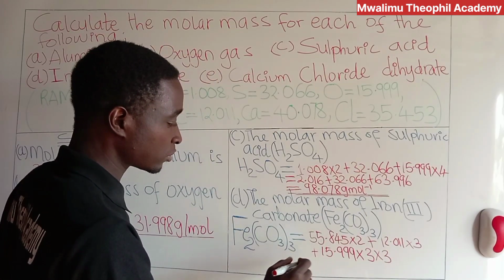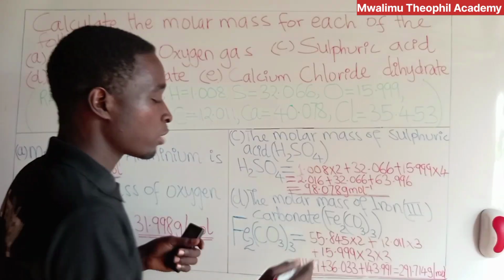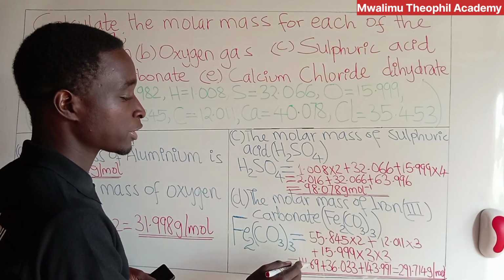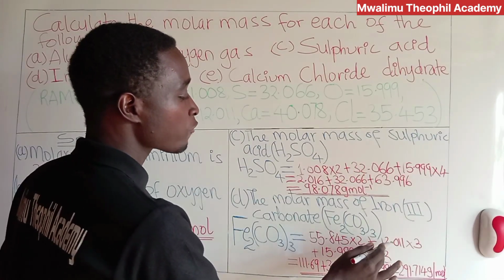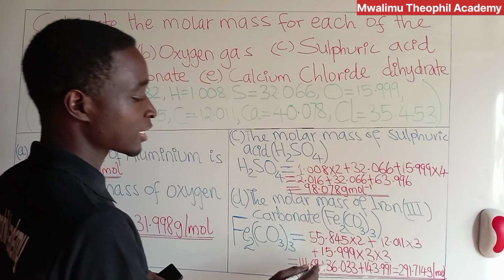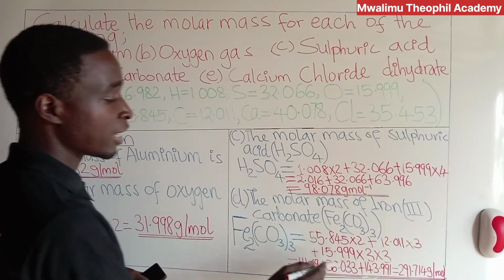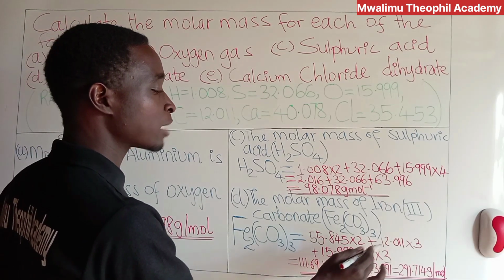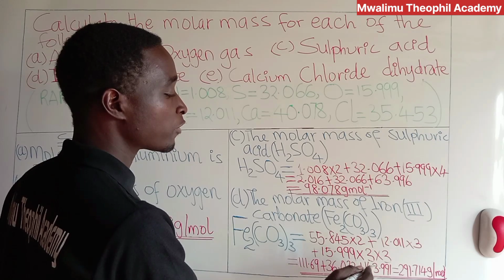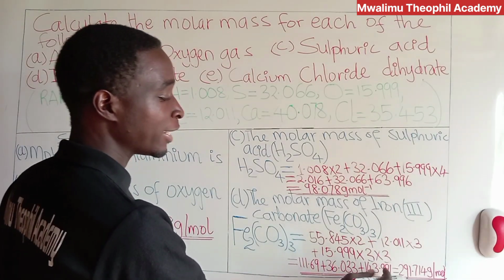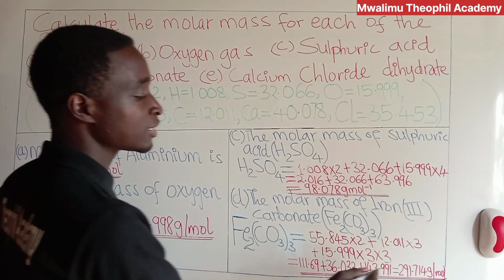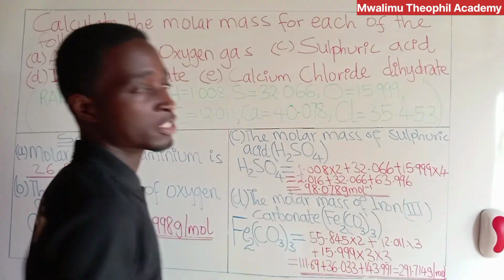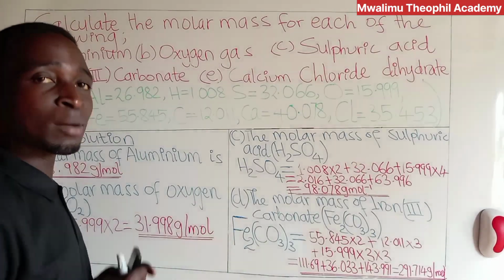What do we get now? Let us compute this value. When you compute 55.845 times 2, you get 111.69. And 12.011 times 3, you get 36.033. And finally, when you compute 15.999 times 3 times 3, you get 143.991. And the sum of these 3 values is 291.714 gram per mole. This is the molar mass of iron 3 carbonate.